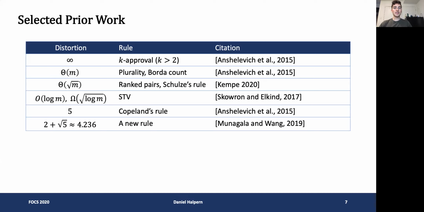And for a long time, this is actually what we thought may be the best possible. We weren't sure if it was possible to break this barrier of 5. And that was until a pretty amazing paper last year by Munagala and Wang. They introduced a brand new voting rule. It's slightly complicated, but it's really cool and actually it breaks this barrier and achieves distortion approximately 4.2.